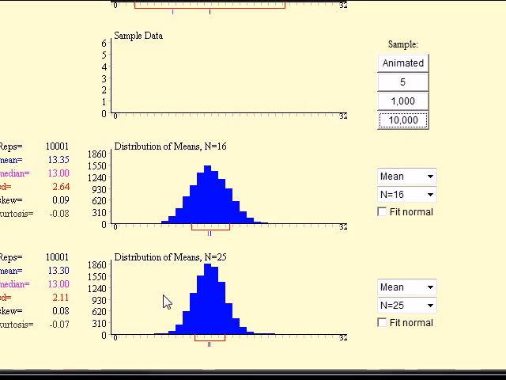Now notice something. This is 10,000 times. These are both pretty good approximations of normal distributions. The n equal to 25 is more normal. It has slightly less skew than n equal to 16. It has slightly less kurtosis, which means it's closer to being a normal distribution than n equal to 16. But even more interesting, it's more squeezed in. It has a lower standard deviation. The standard deviation here is 2.1, and the standard deviation here is 2.64.